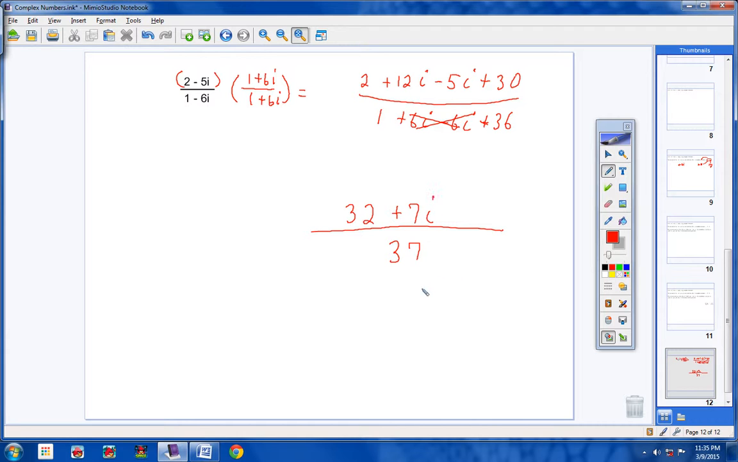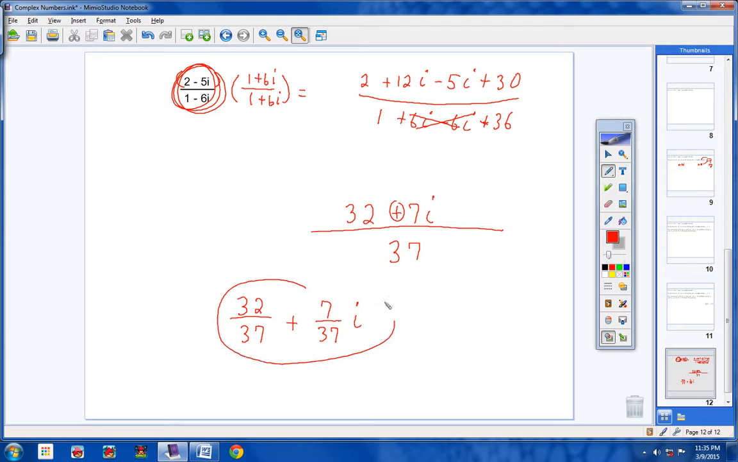Now you're not done until you've written this in standard form. So standard form would be 32 over 37. Then take your sign here, plus 7 over 37. Then put the i right here. See how we did that? We made a fraction with these two numbers. Then we made a fraction with these two numbers. And then we put the plus sign. This sign here goes right in the middle. And this i goes right here. And there we go. So we took this original problem right here and simplified it down to this right here.